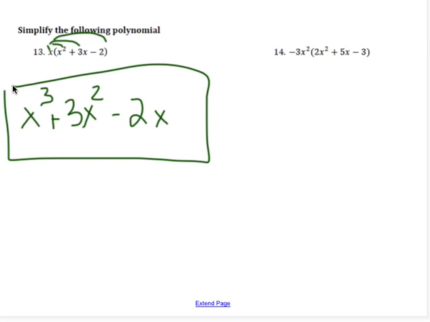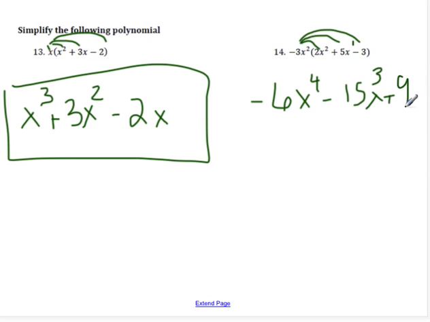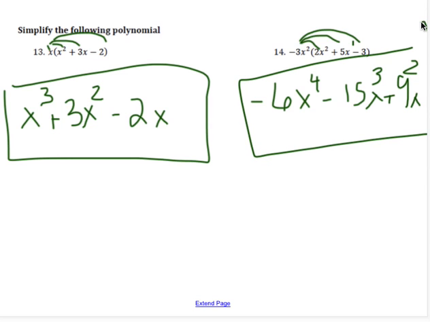Then, taking a look at number 14, we're going to go ahead and distribute that in. So negative 3 times 2 is negative 6. X squared times x squared is x to the 4th. Negative 3 times 5 is going to be 15. Again, you're multiplying the big numbers or the coefficients and adding the exponents. So then we're going to have x squared times x to the 1st. Well, when you multiply those together, you get x cubed. Then we're going to take negative 3 times negative 3, and that's going to be a positive 9. And then I'm going to take my x squared with it. So that last term is 9x squared. So that's your final answer for number 14.